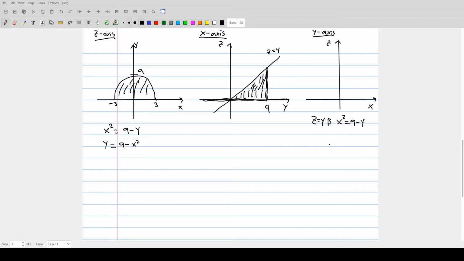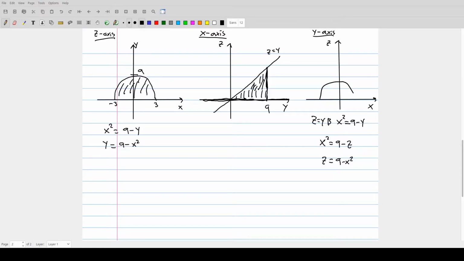If z equals y and x squared equals 9 minus y, then we also have that x squared is equal to 9 minus z. So we see the curve z is equal to 9 minus x squared when we look along the y-axis, which is again going to be given by the same parabola right here, because we have z equals 9 minus x squared.